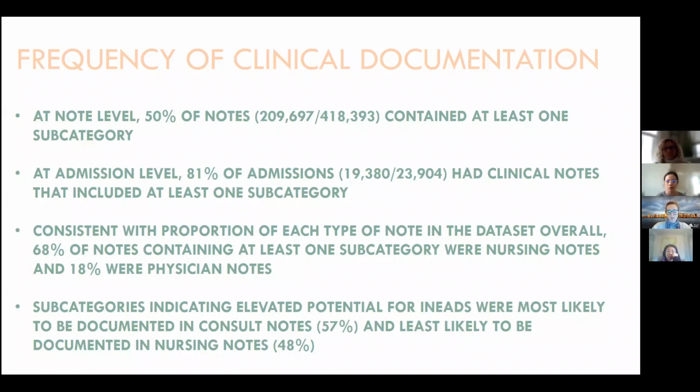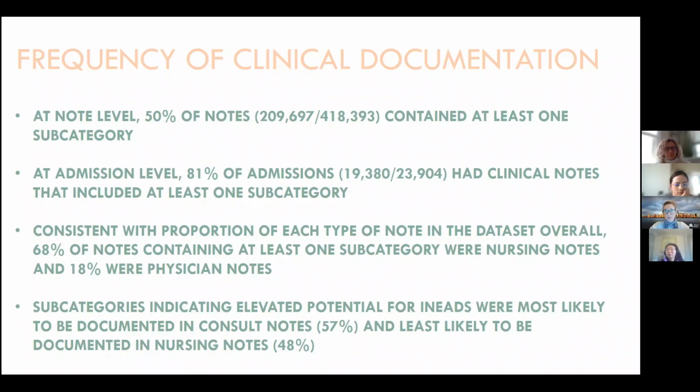So again, we look both at the individual note and then also across a patient's entire admission, looking at all of those notes. 81% had documentation in at least one of those categories that was picked up by the NLP. So consistent with the proportion of each type of note in the data set overall, it's not surprising that we found 68% of notes that had at least one subcategory were nursing notes.